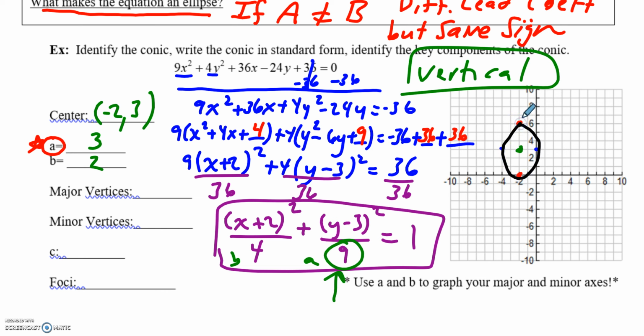Easier said than done on this computer. I'm going to make these dots a little bit bigger. And I'm sure your picture might be a little bit neater than mine.